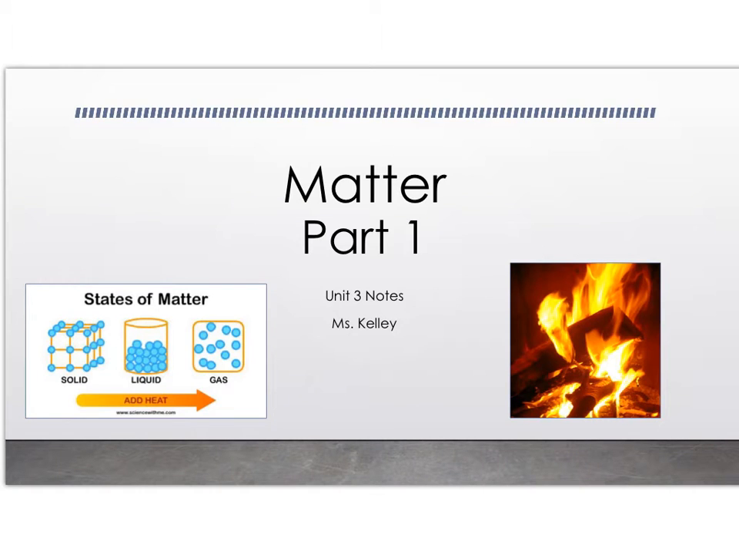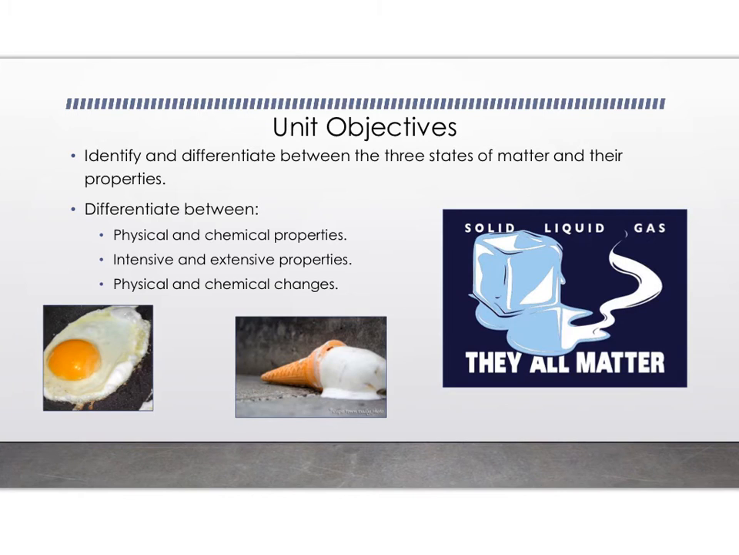This is Unit 3, Matter Notes, Part 1. The objectives of this unit are to be able to identify and differentiate between the three states of matter and their properties, such as solids, liquids, and gases. Differentiate between physical and chemical properties, intensive and extensive properties, and physical and chemical changes.